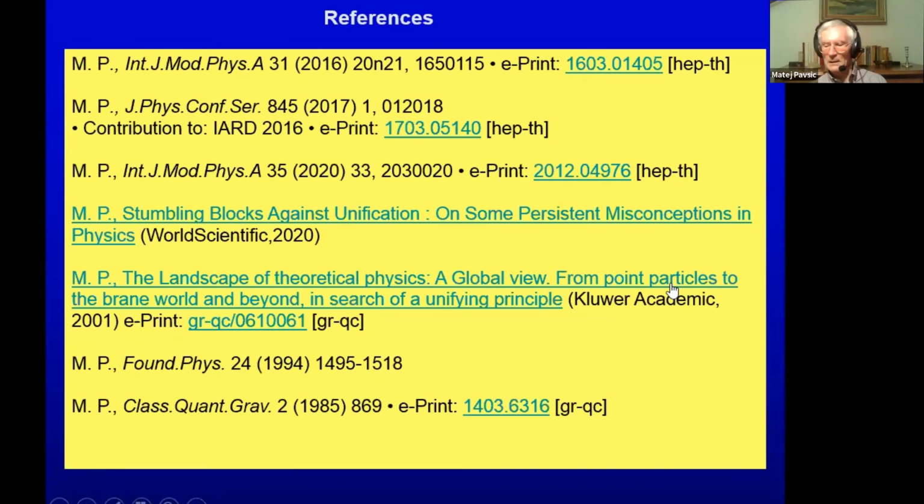This was done in this paper. Which one? In this paper here. I don't know if you see the cursor. Do you see the cursor? No, you don't see the cursor.